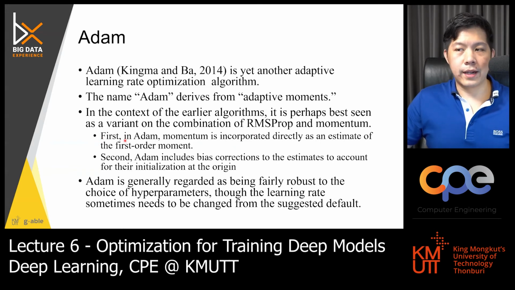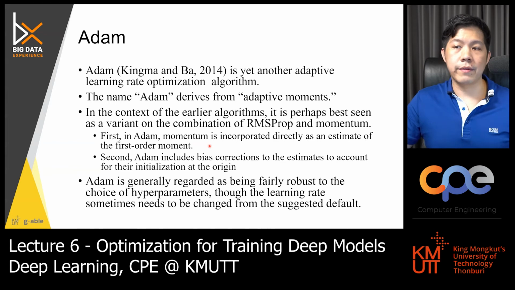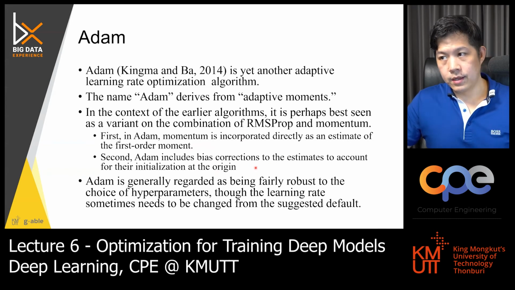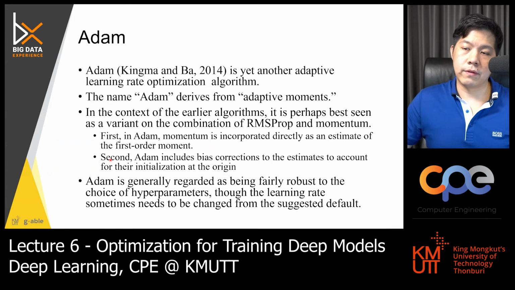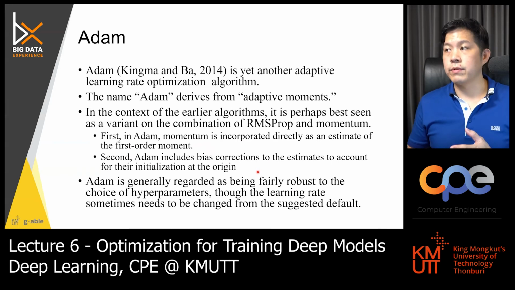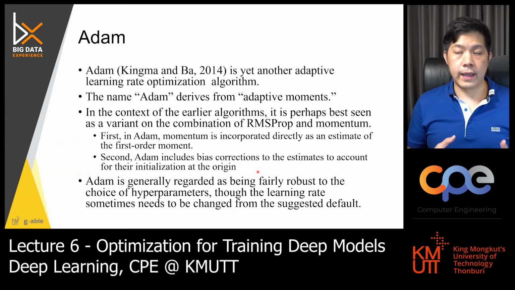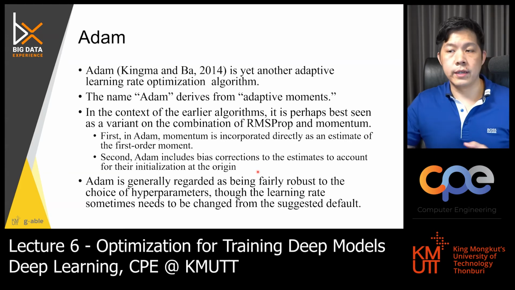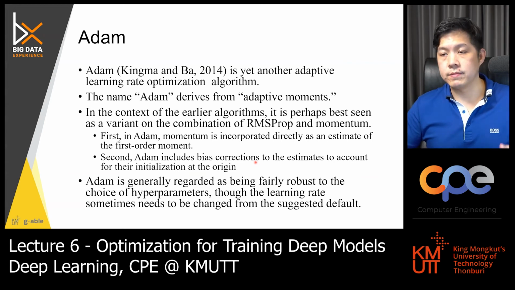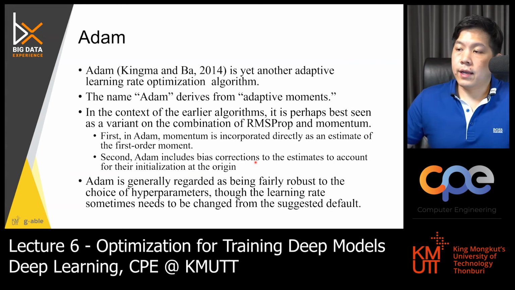So first, in Adam, the momentum is incorporated directly to estimate the first order moment, and then it includes the bias to get the estimate. Secondly, Adam includes bias correction to the estimate, to account for initialization at the origin. Just take a look at the next one. You can see that it includes the bias of the moment. In terms of moment, it means just like in derivative, right? First derivative, second derivative.